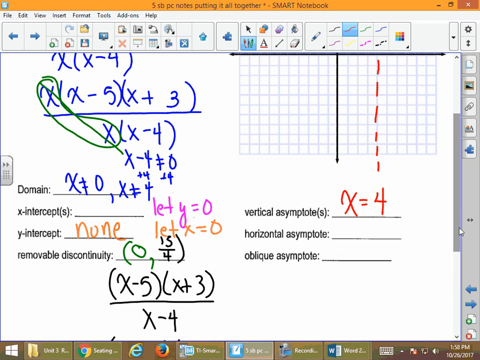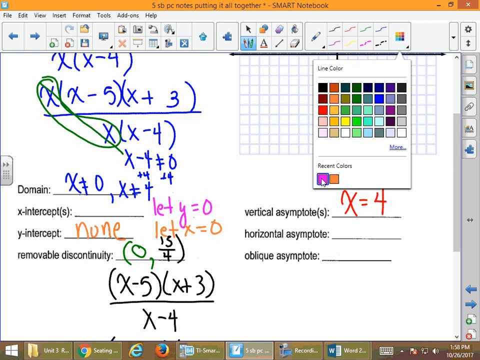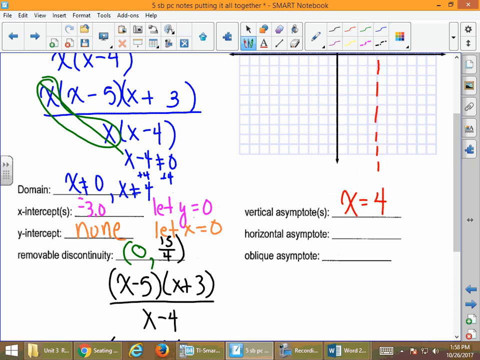Again, we just came up with the fact that it's negative 3, 0. 5, 0. We didn't even really need to go to the table, but we can verify from the table. The concept is, do you know that y is 0 for an x-intercept?